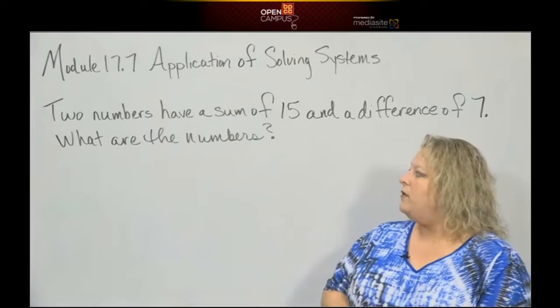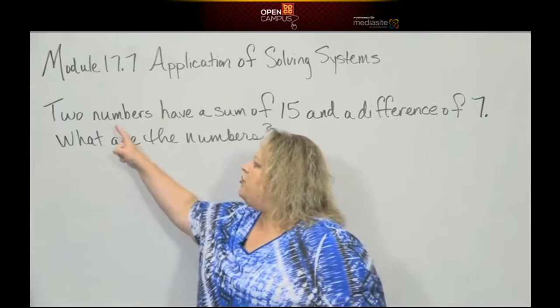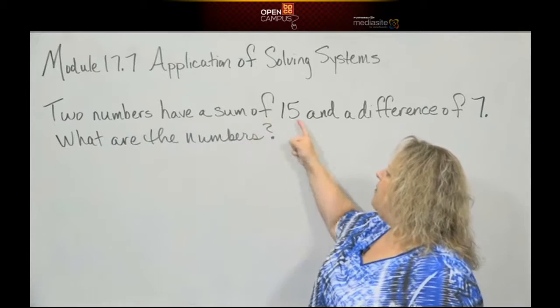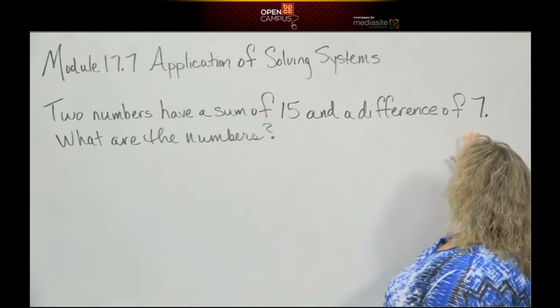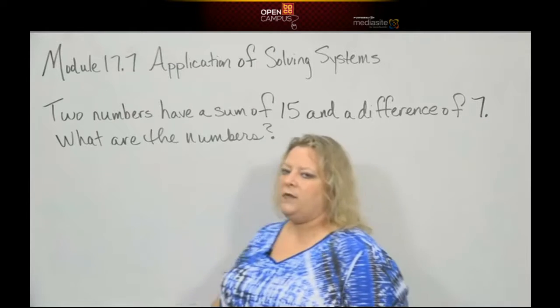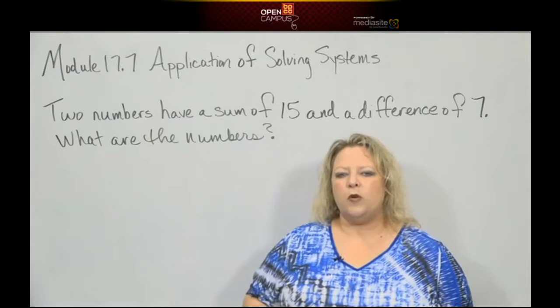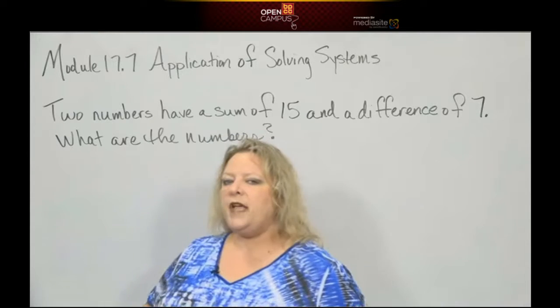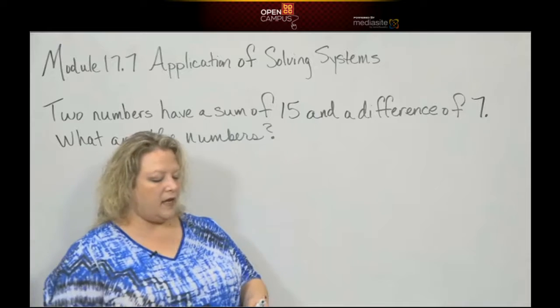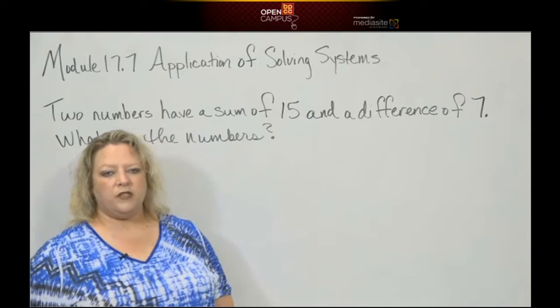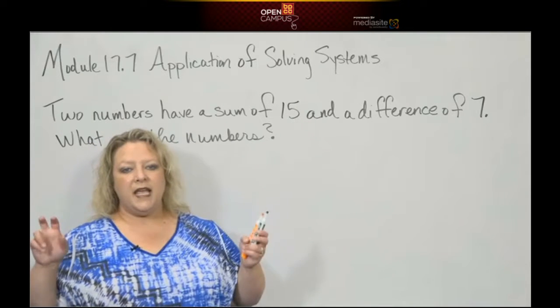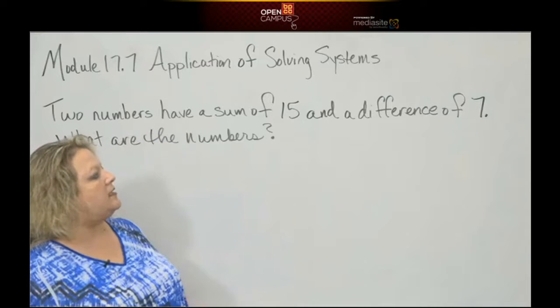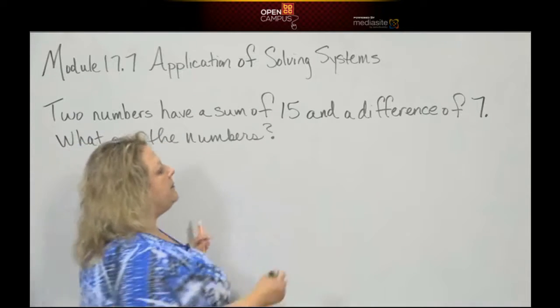Okay, here we go. We have two numbers that have a sum of 15 and a difference of 7. What are the numbers? This is a typical word problem that you would see in a math class. What we have to do is identify what our variables are going to represent. Those are our let statements. So let's identify our variables, shall we?